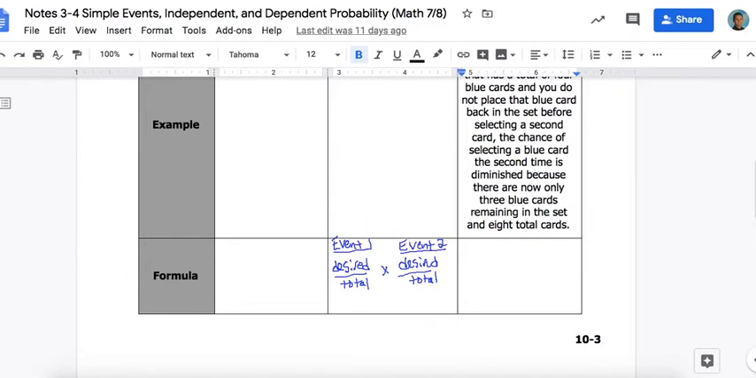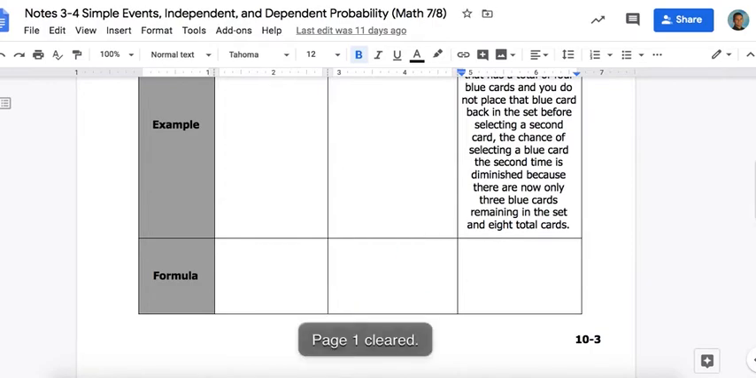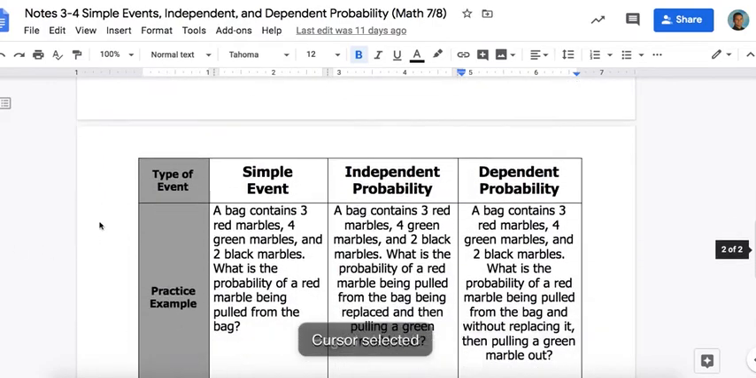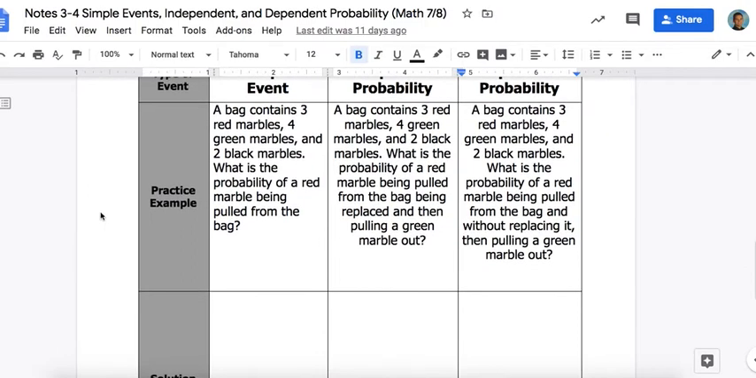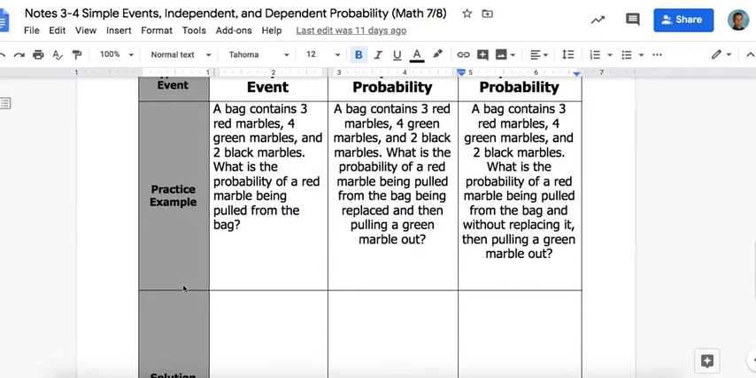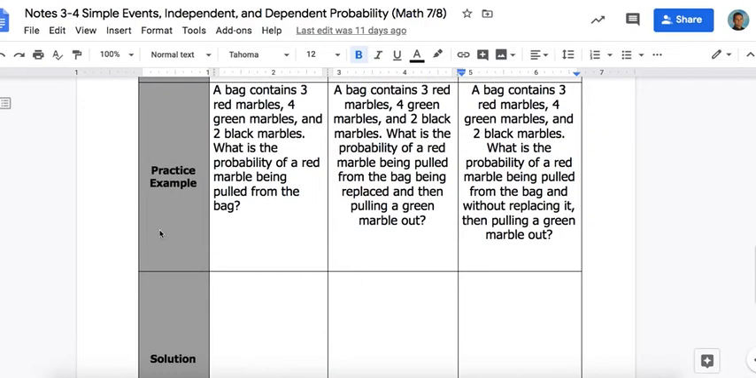Now let's look at an example. A bag contains 3 red marbles, 4 green marbles, and 2 black marbles. What is the probability of a red marble being pulled from the bag, being replaced? Okay, this is very important here. It's being replaced, and then pulling out a green marble.